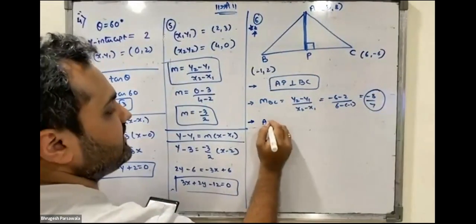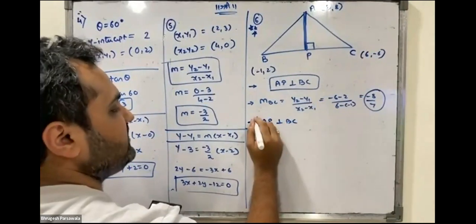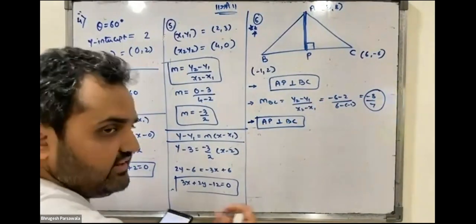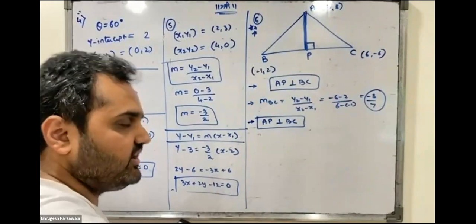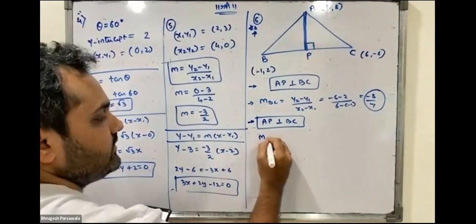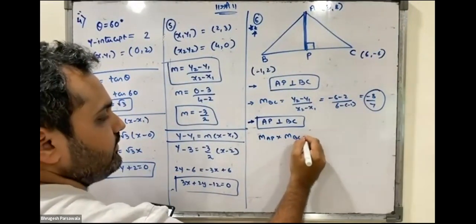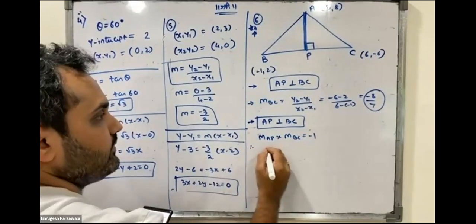बेटा we all know AP perpendicular to BC तो क्या होगा? क्या दिमाग में आना चाहिए? बेटा when they say AP perpendicular to BC क्या दिमाग में आना चाहिए? Come on guys. Slope is -1. Like it's the multiplication of the slopes is equal to -1.